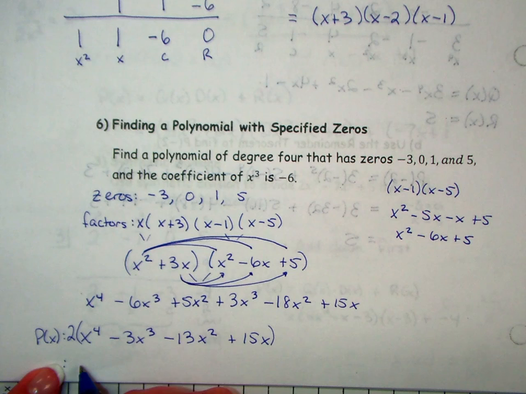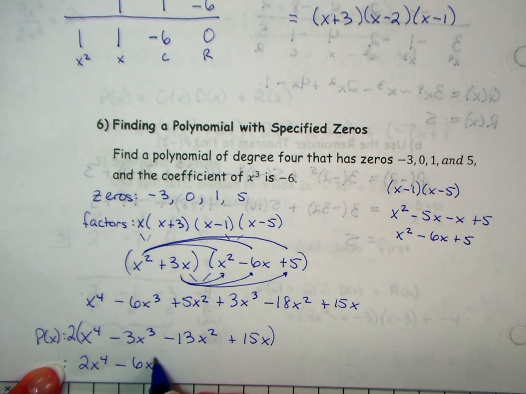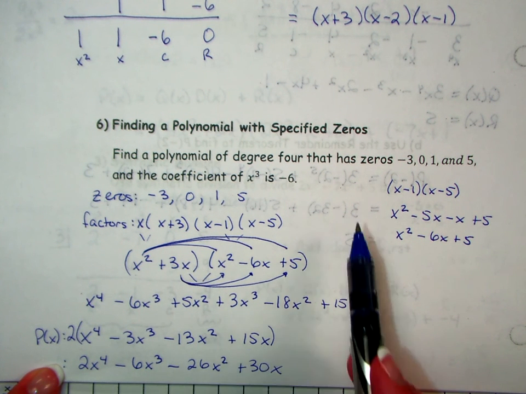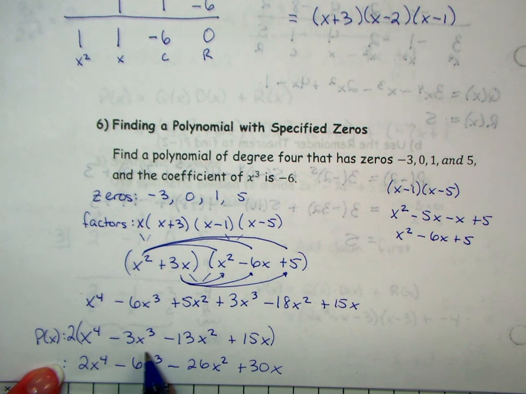So now I have a polynomial 2x to the 4th minus 6x cubed minus 26x squared plus 30x. Right, so believe it or not, this polynomial will still have the same zeros, and it satisfied the extra condition that the coefficient of x cubed is -6.